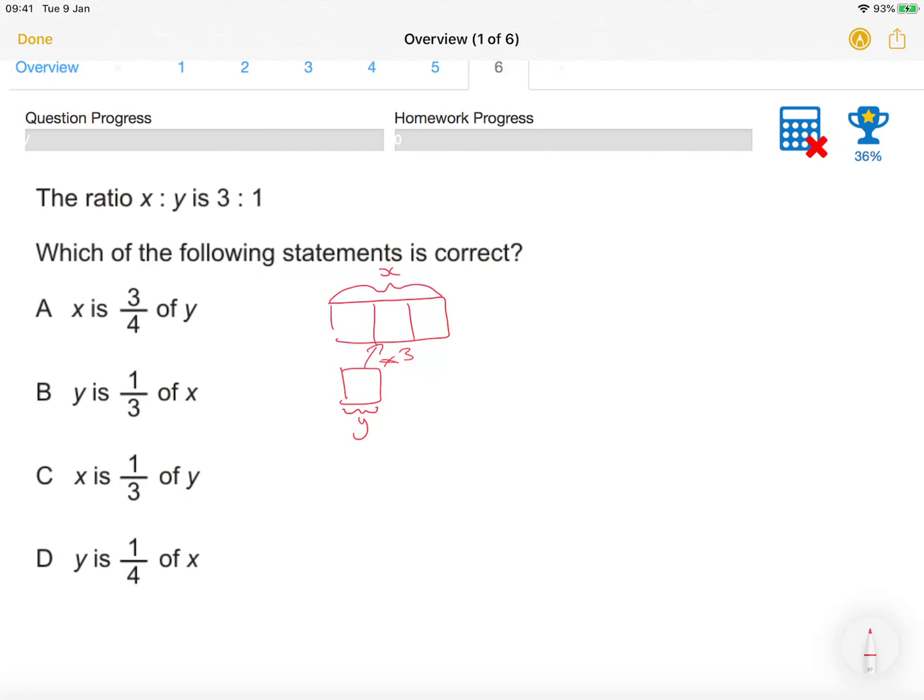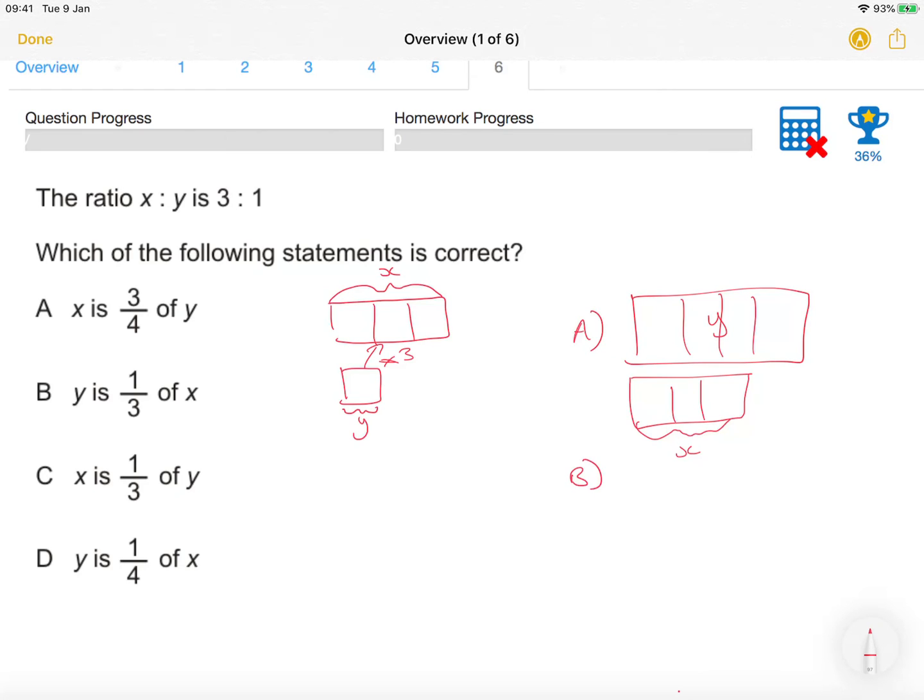It's not 3/4 of, because that would mean we would times by 3/4. So yeah, let me draw a diagram for each of them. X is 3/4 of y. Well, if that's y, and we split it into 4, then we're saying that x is 3/4 of y. So we're saying that x is that big. But actually, we know that x is bigger than y, so it can't be. In this case, it's smaller than y.